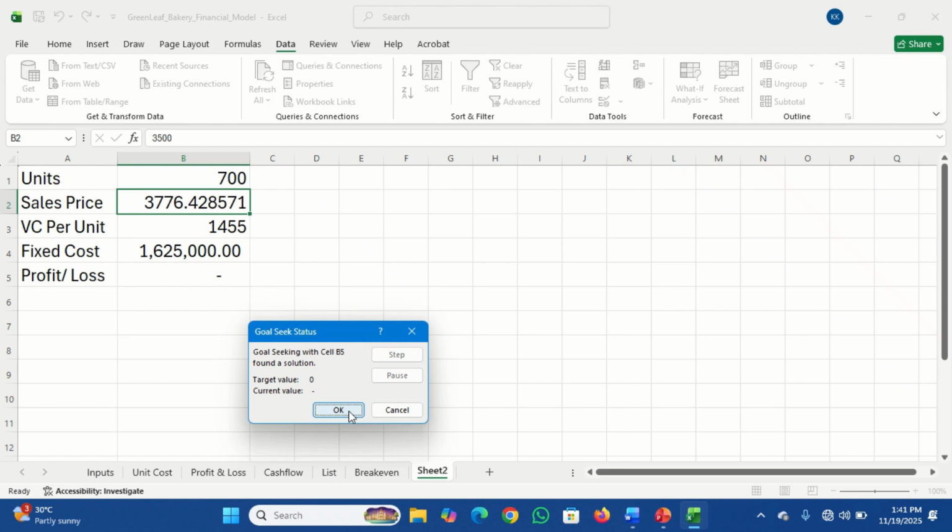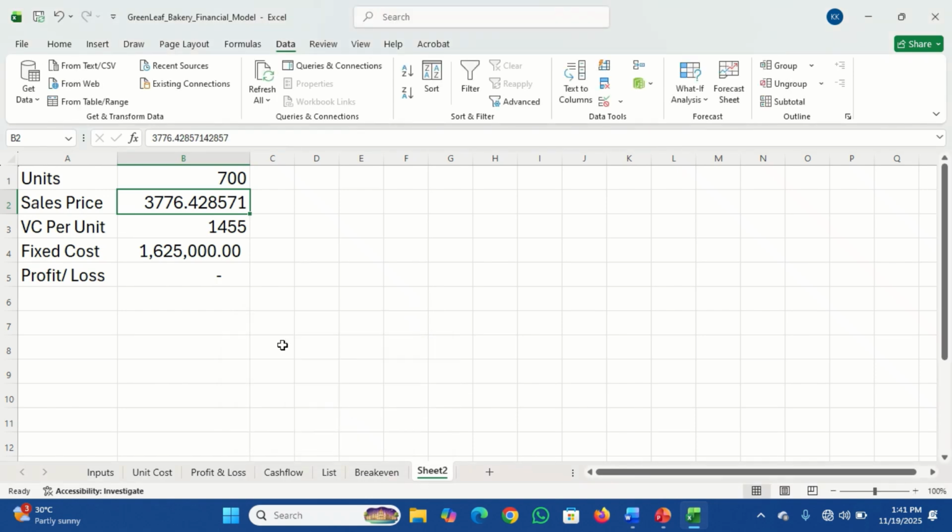Now that guessing that we kept on doing, we are not getting anywhere. Now look at it here. It's giving us that at the price of 3,776 naira, which we can just adjust to 3,780 naira, we can break even if we are selling 700.